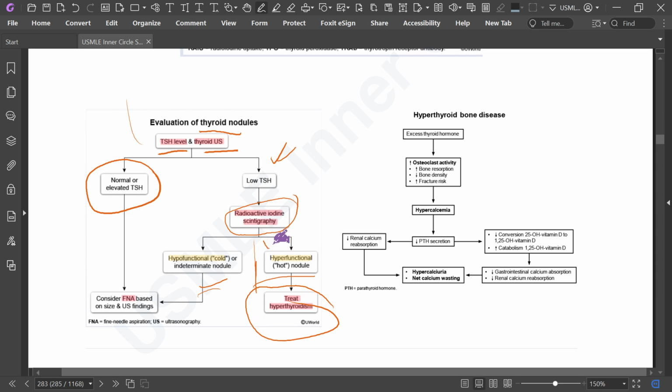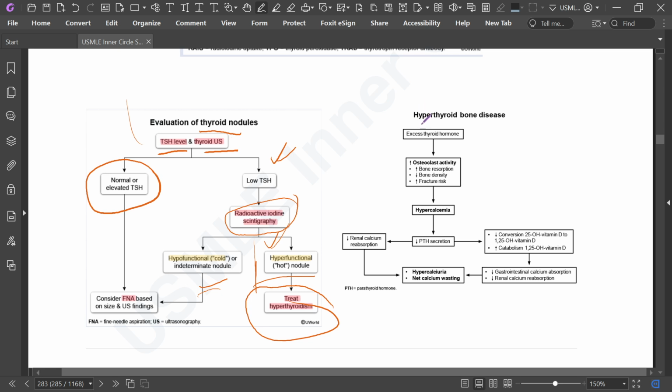If it is a hyperfunctioning hot nodule, treat for hyperthyroidism. If it is a hypofunctioning cold nodule, cold is always bad. Some cold-blooded murder happened in the nearby area, so cold is always bad. And for cold, you need to look for carcinoma.